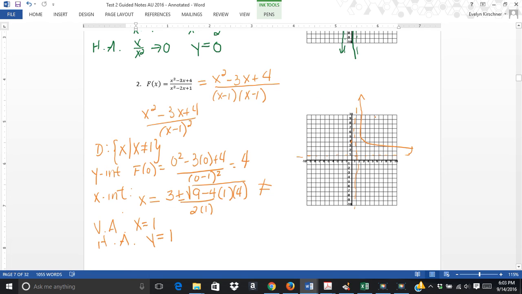And now I'm going to look to the left. Well, actually, I know to the left of 1, it has to be above it because it's 4 here, and so it's going to go like this. But I can just check by picking 0. If I put 0, and remember it's 4, that's positive. And the bottom is positive, so it is positive as well. So my graph looks like this. You should go ahead and graph it on your calculator to check.